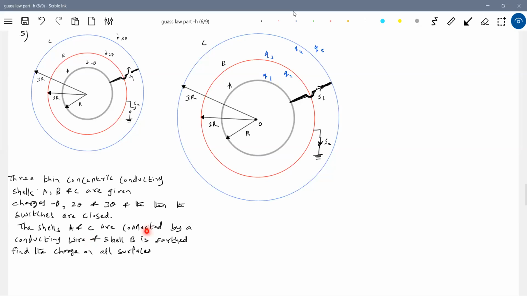Shells A and C are connected by a conducting wire and shell B is earthed. Find the charge on all surfaces. So this conducting wire is not connected to shell B. There's a condition. Okay, now.